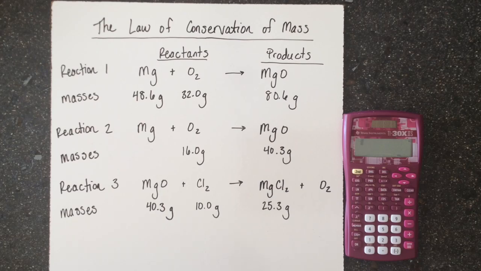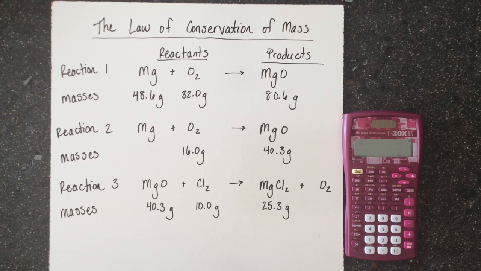The law of conservation of mass says that the total mass of the reactants will be equal to the total mass of the products of a reaction. Another way to say that is that during a chemical reaction, mass is not lost or gained anywhere. It's just transferred from one form, being the reactants, to another form, which would be the products.